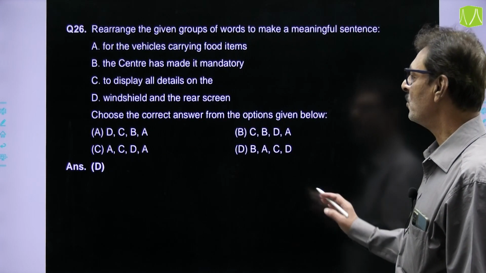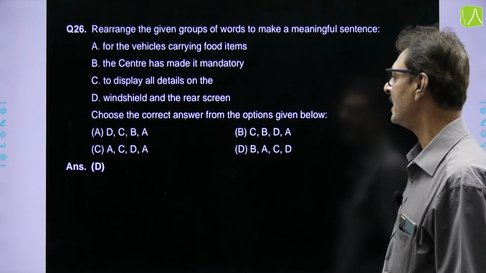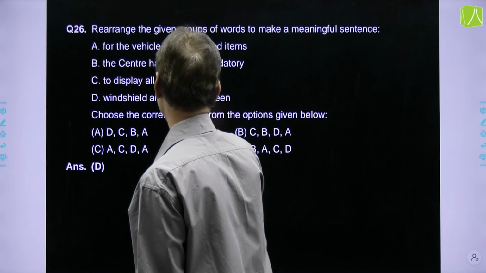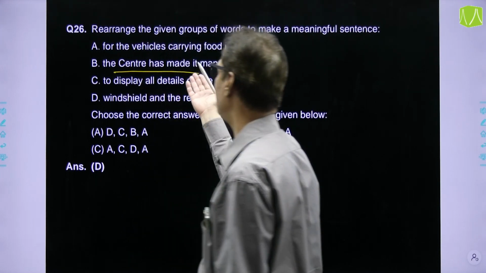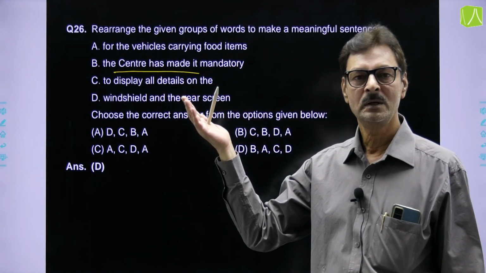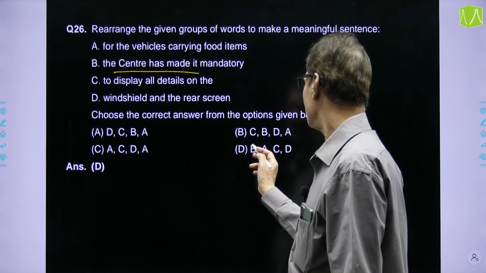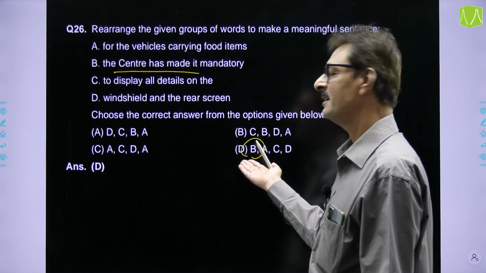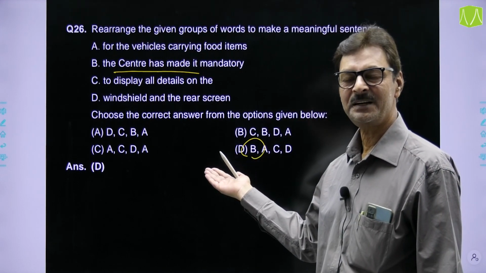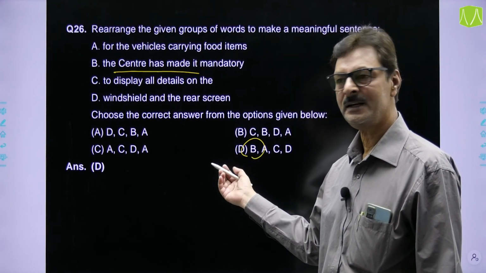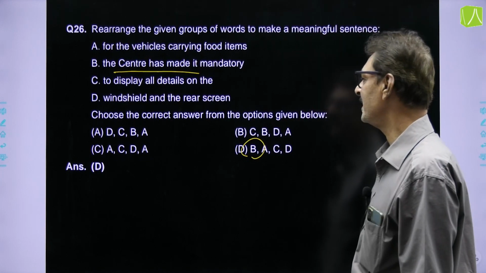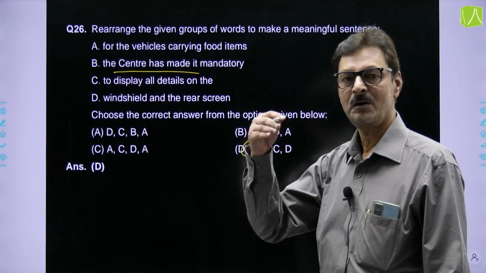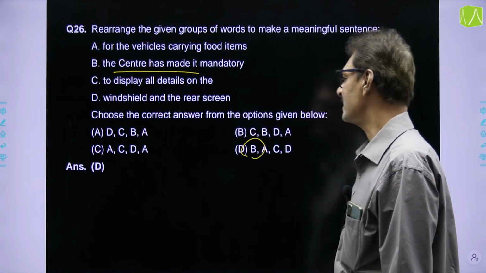And one more question based on this, and in this the correct answer is option number D, and the center has made it mandatory. See, again it starts with a noun. The only option starting with B is option number D. Work done, straightaway, bingo, on the target. The correct answer is option number D. So, BADC is the correct order of these 4 sentences.